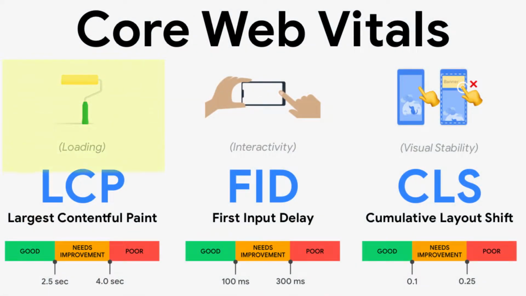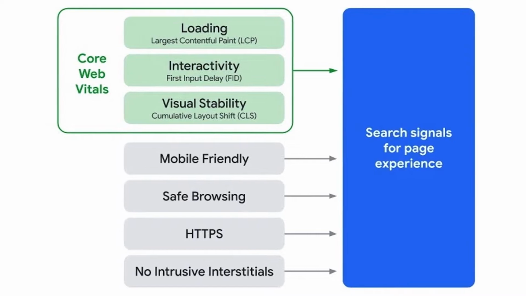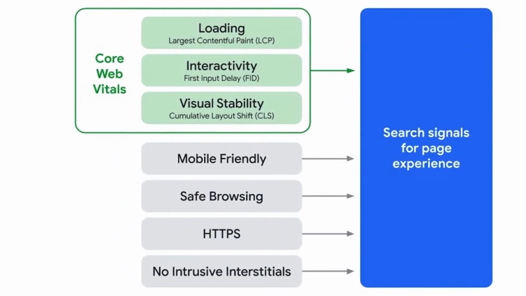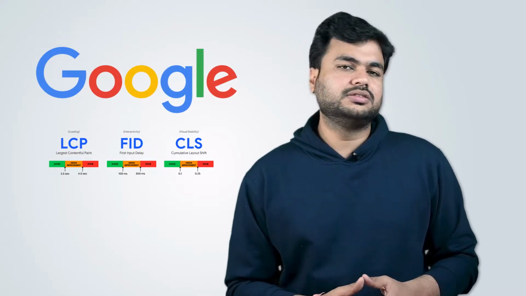Core Web Vitals are basically a set of 3 specific web page experience metrics that Google considers super important, and those are Largest Contentful Paint, First Input Delay, and Cumulative Layout Shift. Here you can see how the Core Web Vitals combine with other site factors to create the page experience signal. And according to Google, Core Web Vitals are going to directly impact search engine rankings.